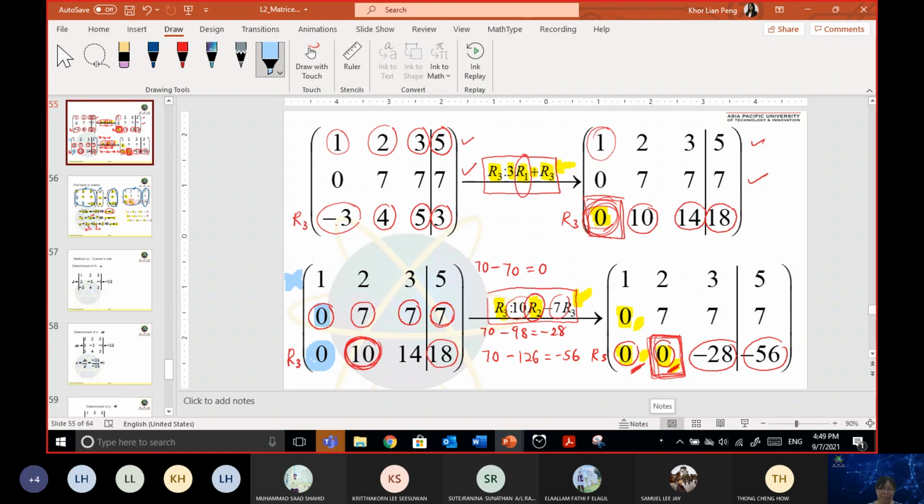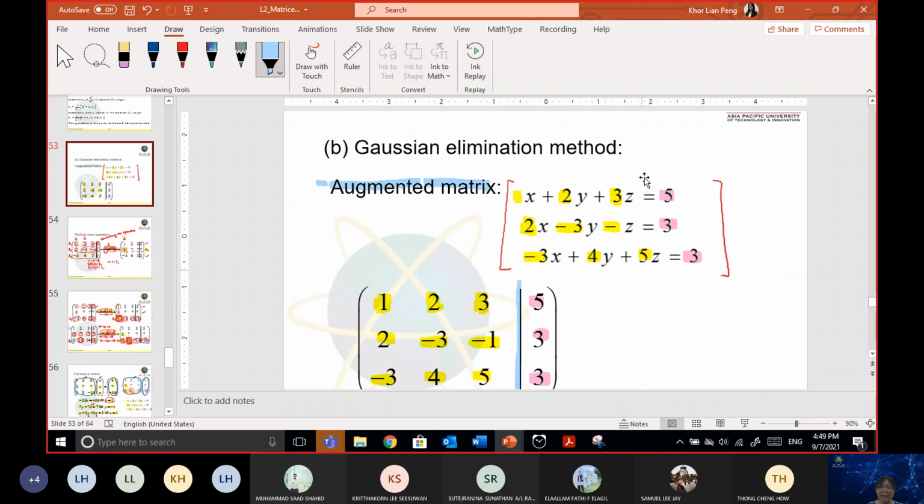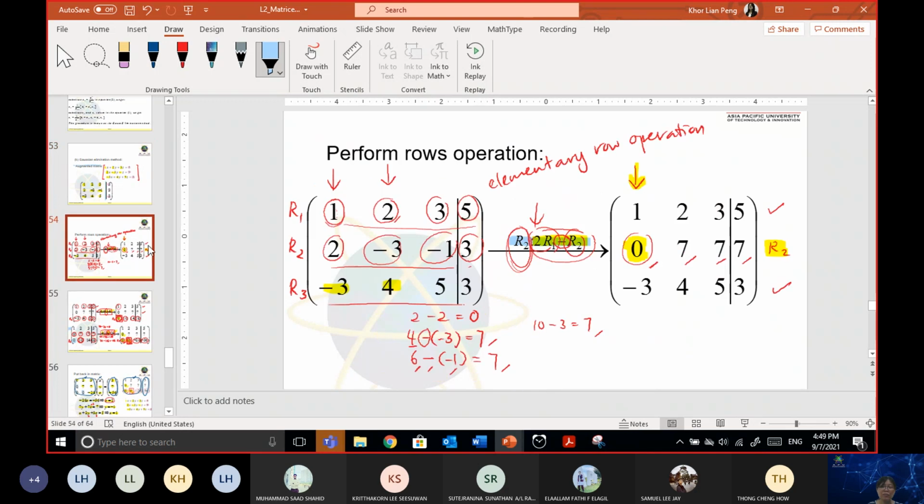Okay, never mind. Now let's start from the beginning again. For this simultaneous equation with three unknowns, first we write it as an augmented matrix. All the coefficients go at the left and the values on the right-hand side of the equations go at the right, and we separate them with a straight line. Then we always start with the first column, making this a 0. So we conduct the operation on the second row, so that we make this a 0.